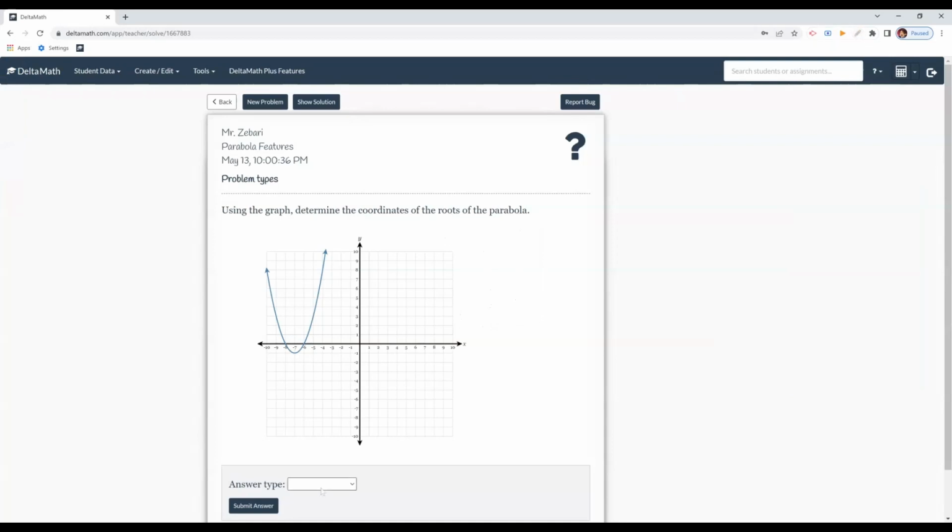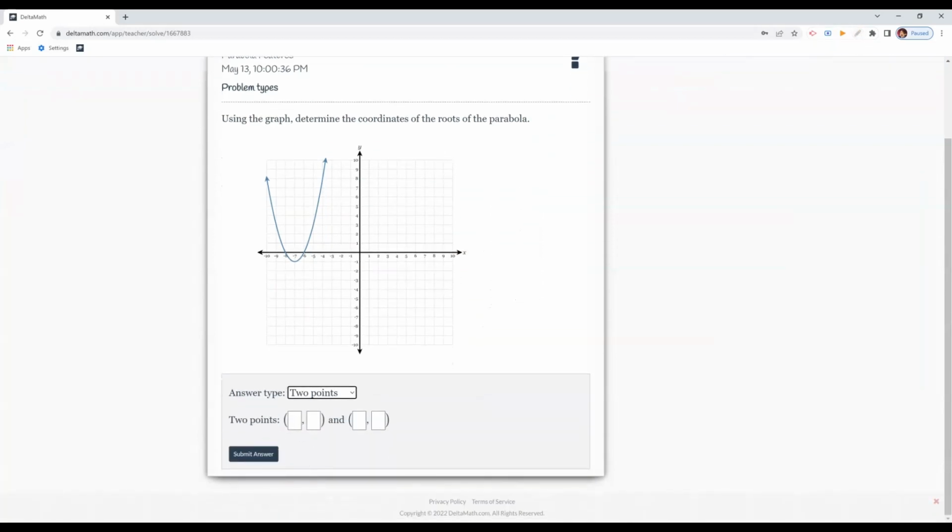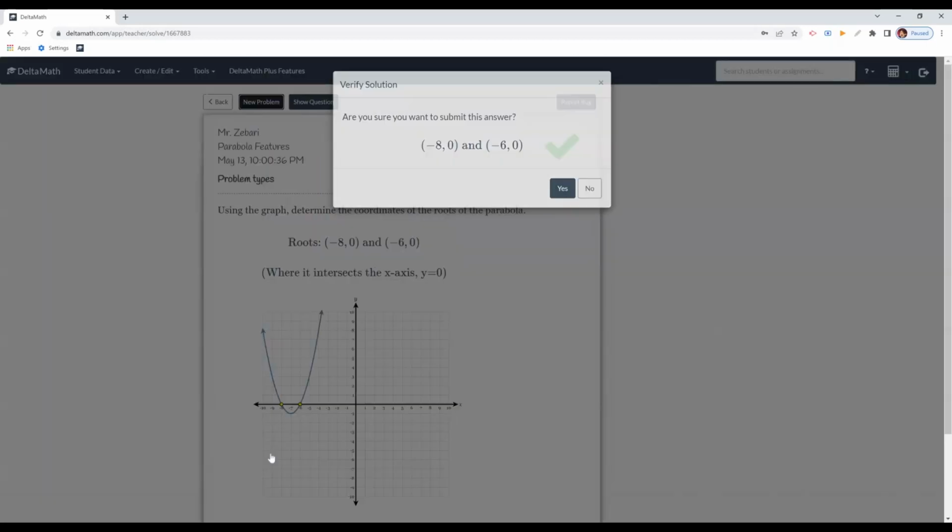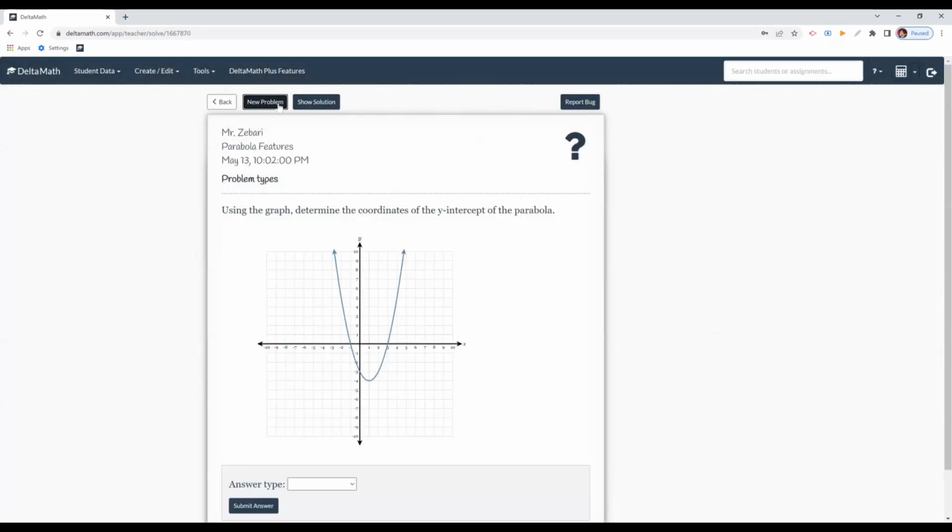So if we were to put that in, we would have 2 points, -8, 0, and -6, 0. And to clarify, the order of these numbers does not matter. I could have -6 here and -8 here, and it would still be correct. I could have -6 here, and I could have -8 here. It would still be correct. Okay, it does not matter. So put this in. It's correct. So let's go to another root problem.